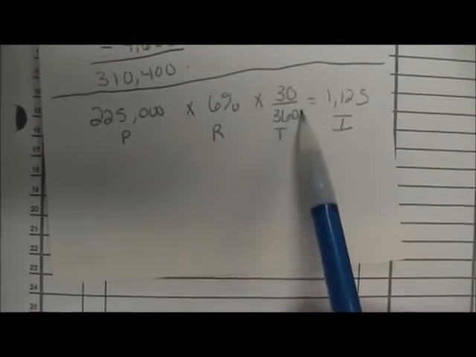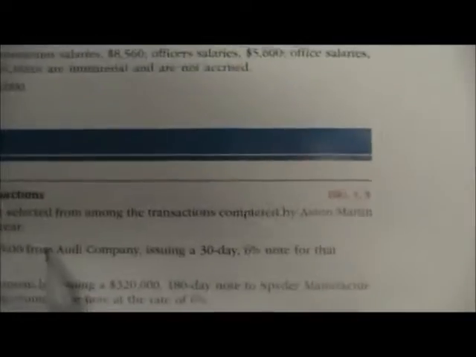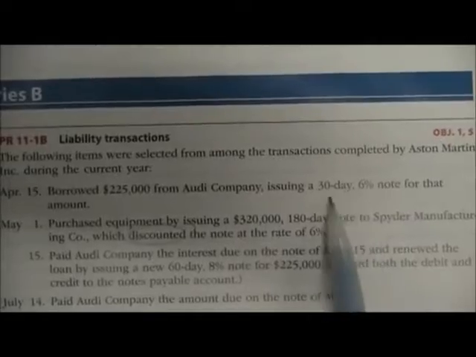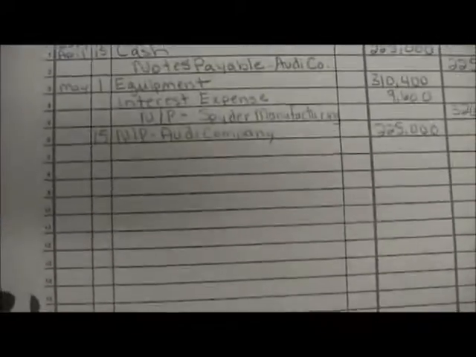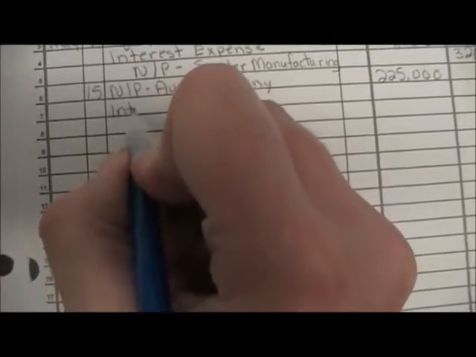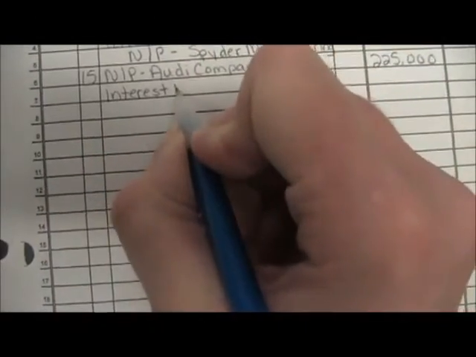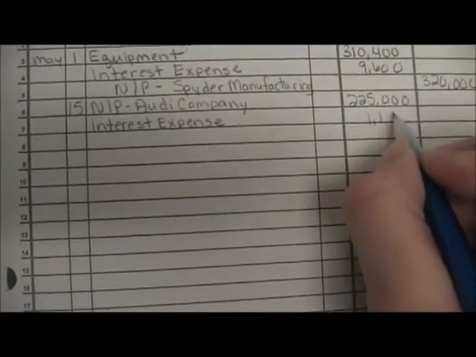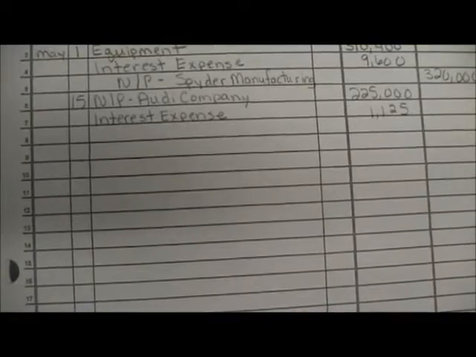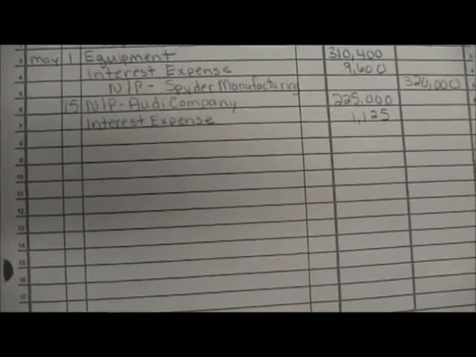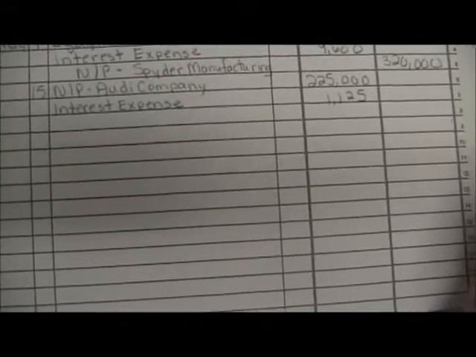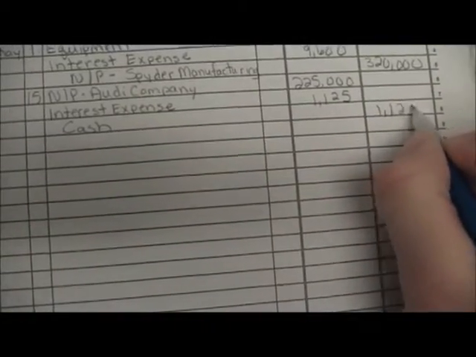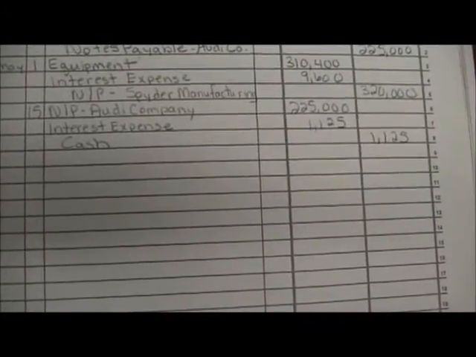These numbers, the 6% 30-day, came from the transaction on April 15th. There was a 30-day 6% note on April 15th. Okay, those are the numbers we're going to use to calculate our interest. So in our journal, we're going to debit interest expense for $1,125. Now the transaction says that we paid for the interest on it, so we're going to credit cash for $1,125 because we paid the interest on our note.